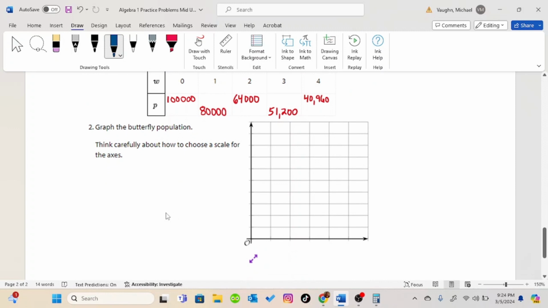Number 2, graph the butterfly population. Think carefully about how to choose a scale for the axes. So our input is going to be weeks. And I'm just going to number these by 1. Our output is the population. And I'm going to label this every 20,000.